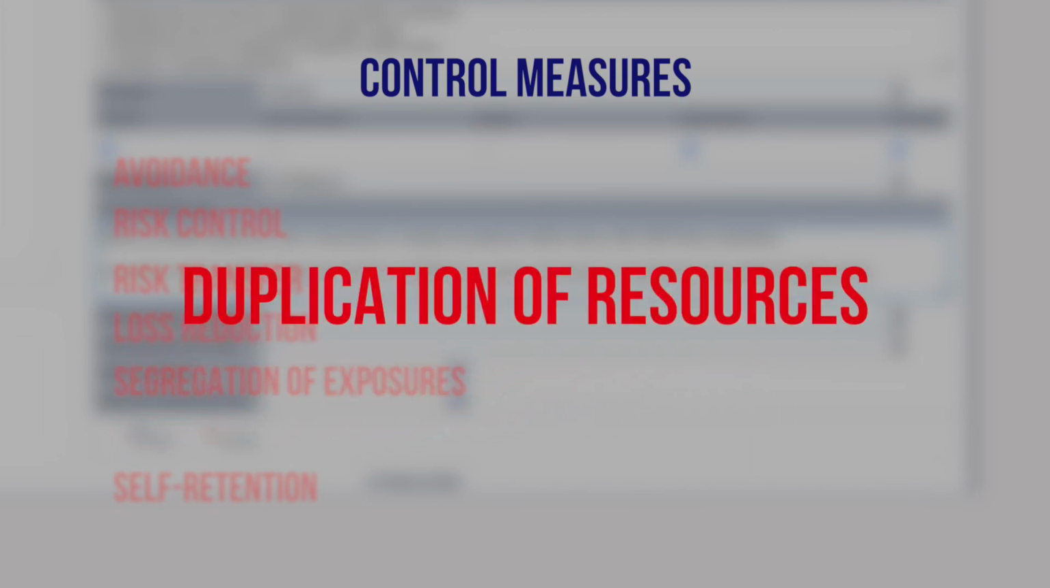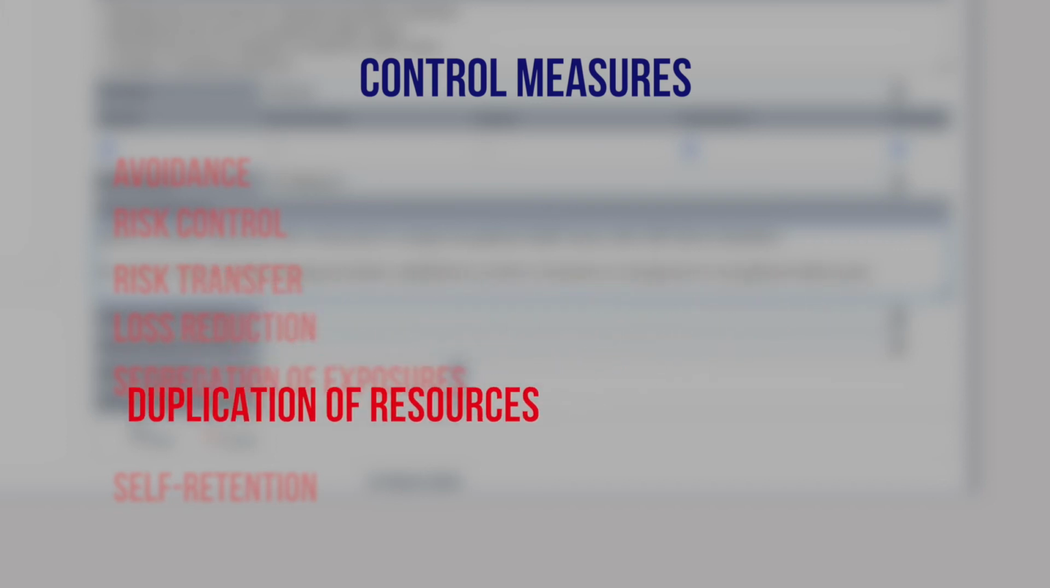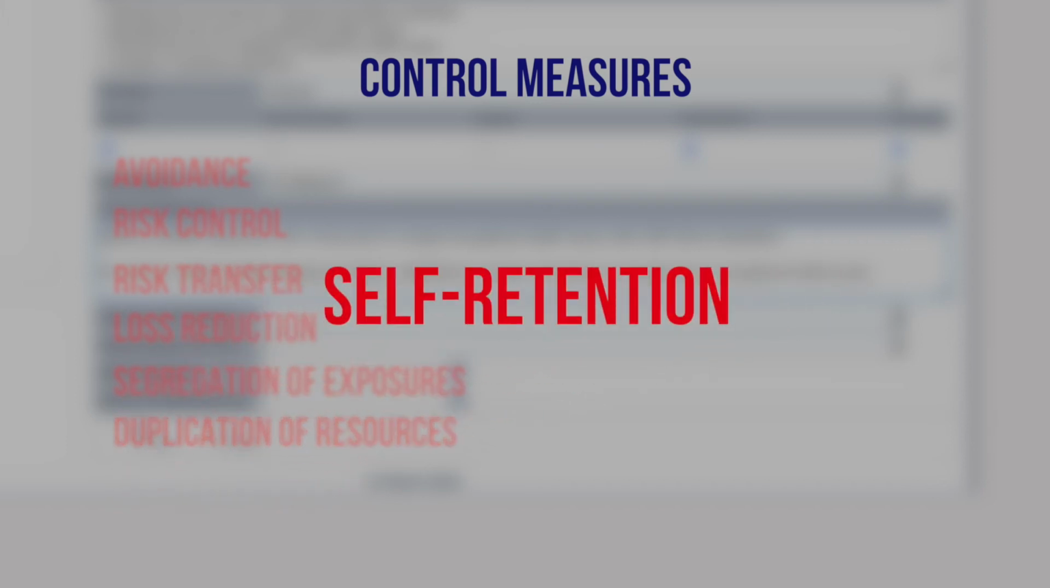Duplication of resources. This process involves maintaining backup facilities or having a contingency plan in place in case an unexpected situation interrupts the normal flow of operations. While this strategy can involve maintaining an expensive infrastructure, it is an important strategy to consider for certain critical operations. Self-retention. This process is applied to manage risks that are either uninsurable due to high-risk factors or for small, infrequent losses that can be better managed internally than by claiming through an insurance company.